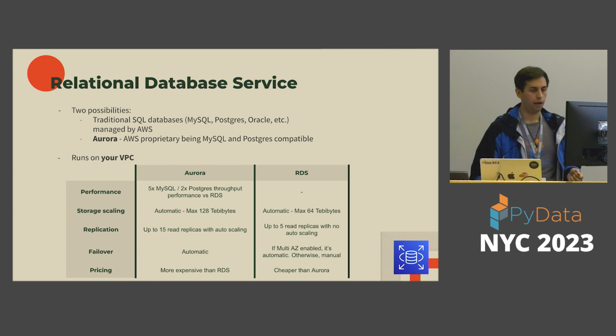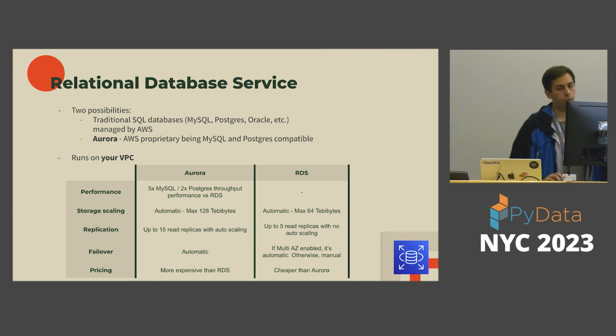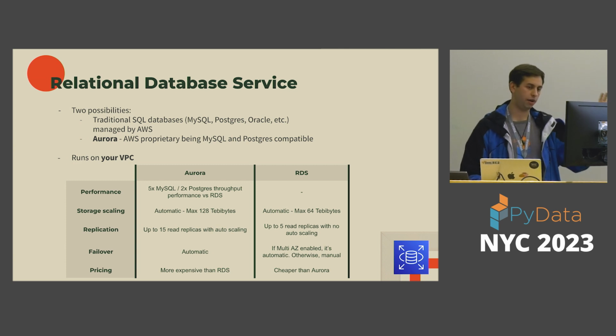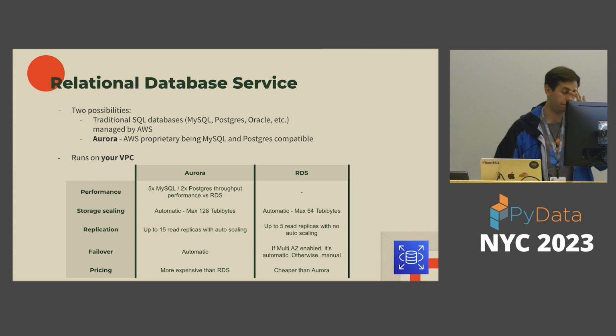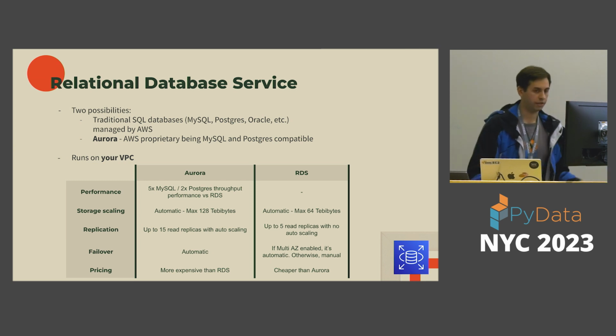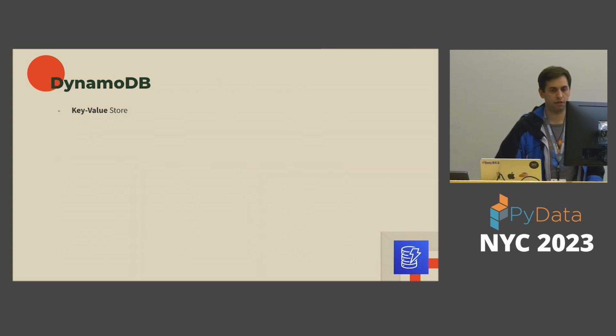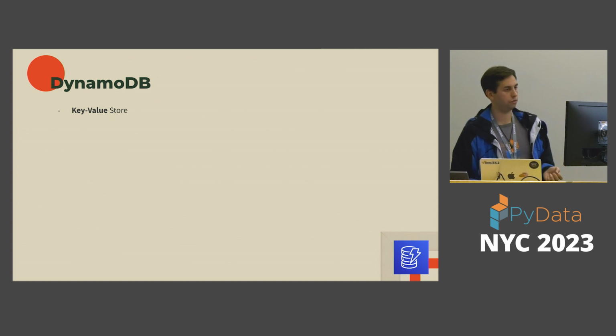Failover is this thing in which you have your writer database and your reader replicas. And if your writer fails, you actually want to take one of those read replicas and promote it to be a new writer. So you won't get any downtime in your application. In Aurora, it's automatic. In RDS, if you have multi-AZ, it's automatic. Otherwise, it's manual. And for pricing, Aurora tends to be more expensive than RDS, but I think it's worth it, really, unless you have good reasons not to.